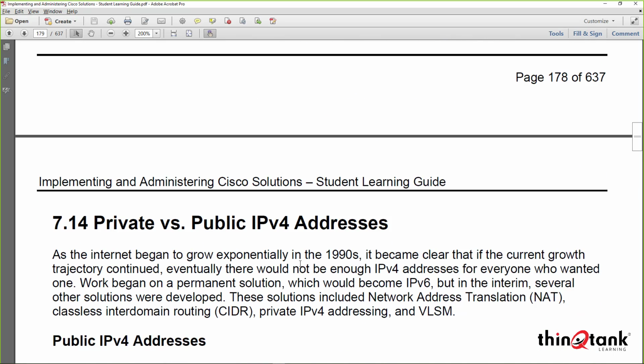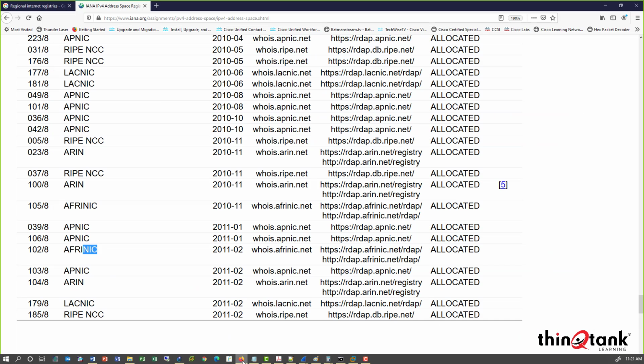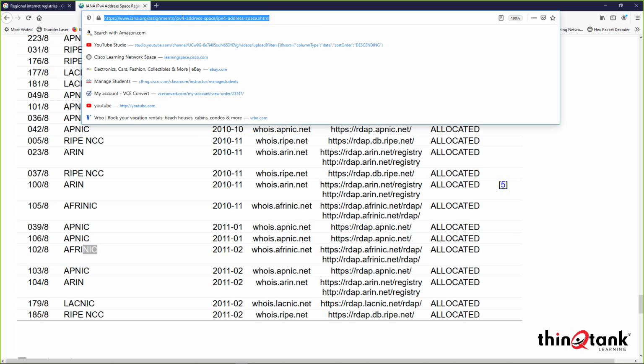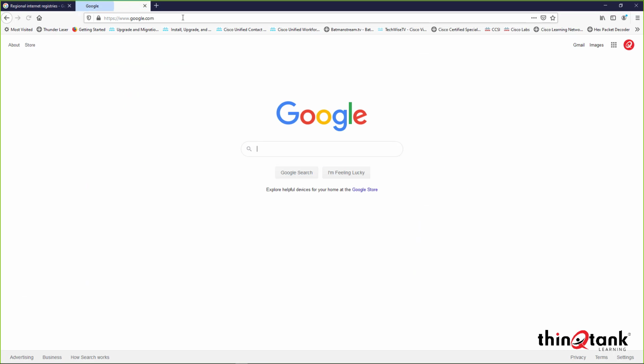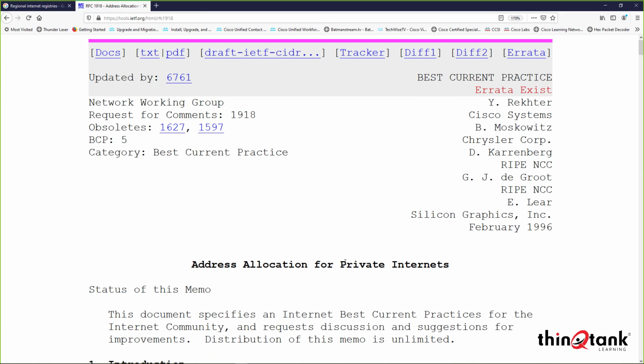All right. Private versus public. There was another RFC that was written. It's called RFC 1918, which is address allocation for private internets. This came out in 1996. So CIDR, the classless interdomain routing RFC, came out in 1993. This one came out in 1996.